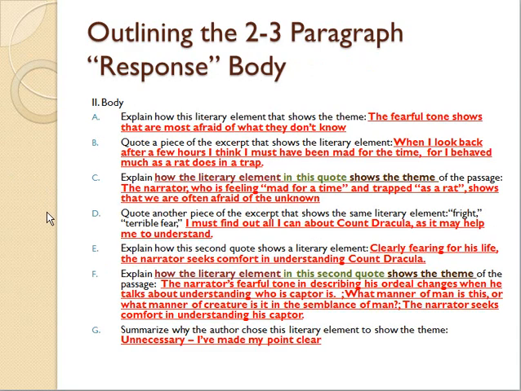Now, let's outline the body paragraph. Okay? Let's explain how tone shows the theme. Well, the fearful tone shows that most people are afraid of what they don't know.